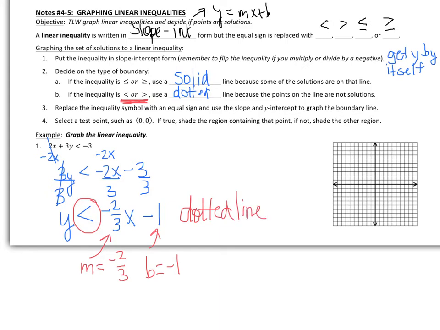To graph it, you want to graph it just like you would a linear equation. You begin with the y-intercept, so you graph that on the y-axis at negative 1. Then you're going to go down 2 and over 3 to get to the next point. When you draw your line, you want to make sure that it is dotted, so we make it kind of dashed. Again, I realize that my line's not really going through those dots very well.